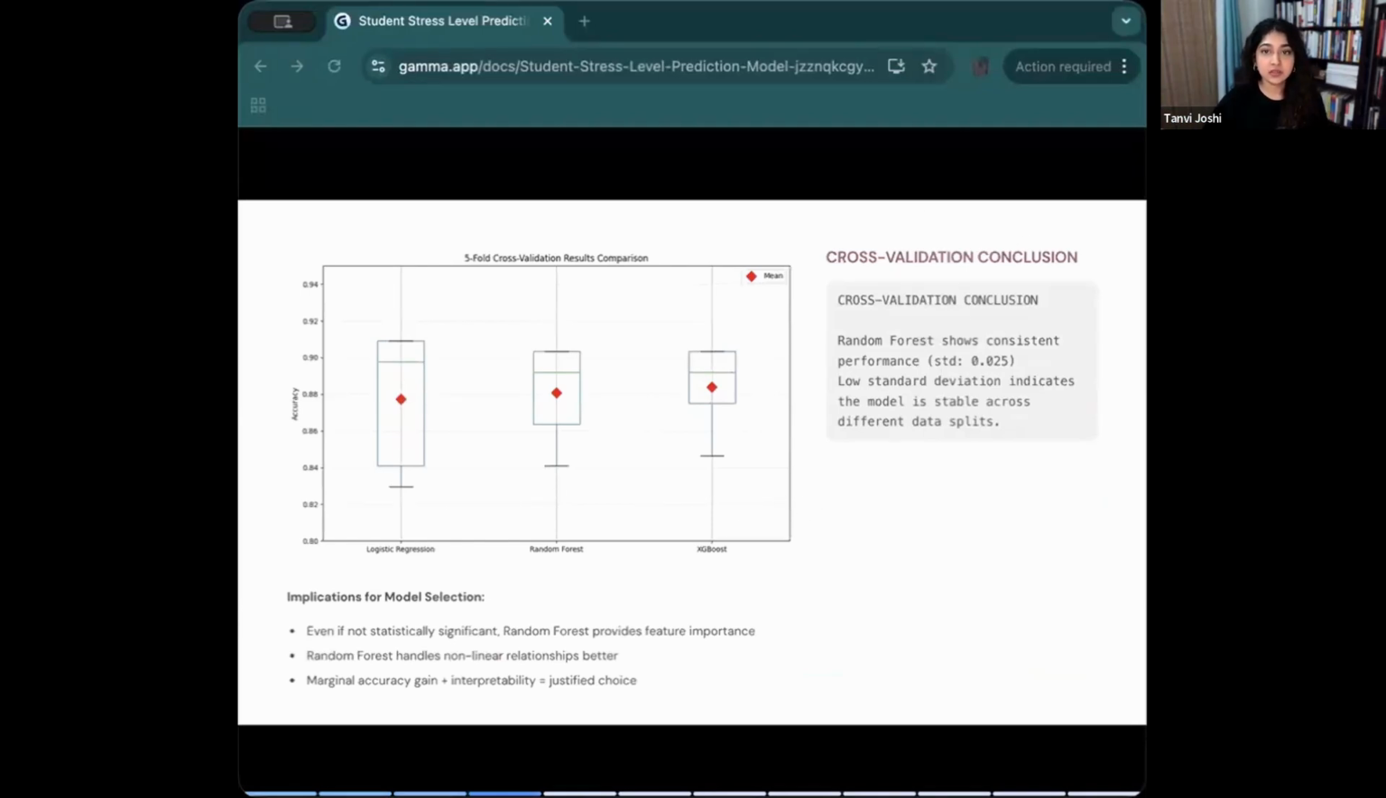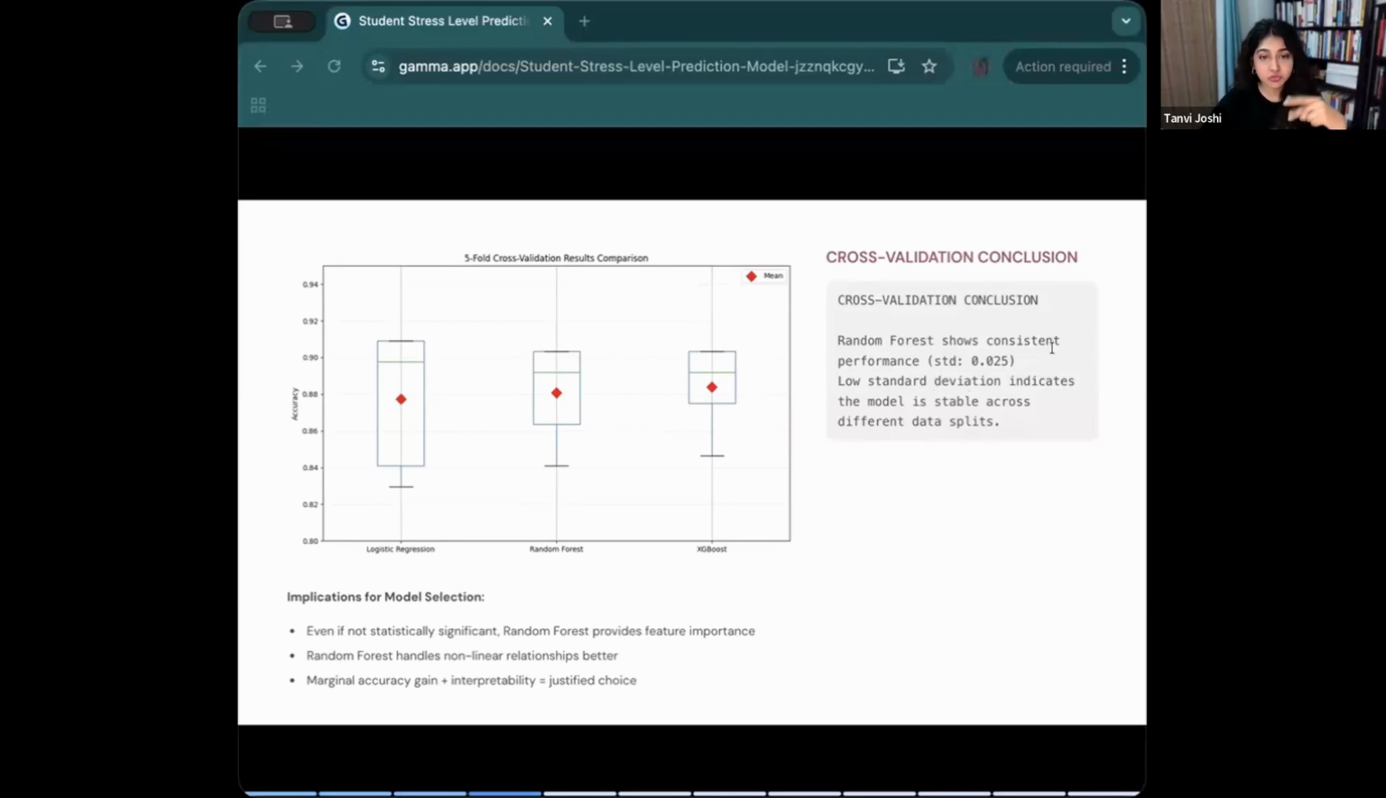As you can see here, I didn't just want to rely on one train-test split. I also performed five-fold cross-validation to test the model stability. The models were logistic regression, XGBoost, and random forest. XGBoost performed the poorest. The accuracy result was 87.3.